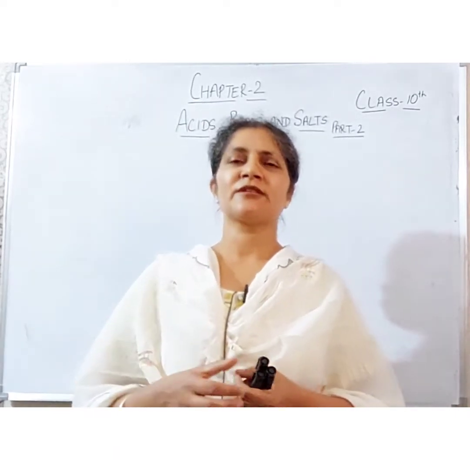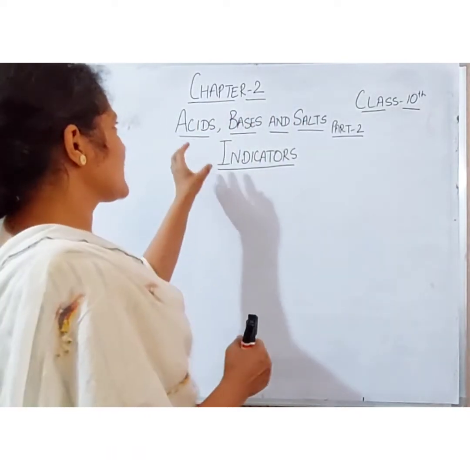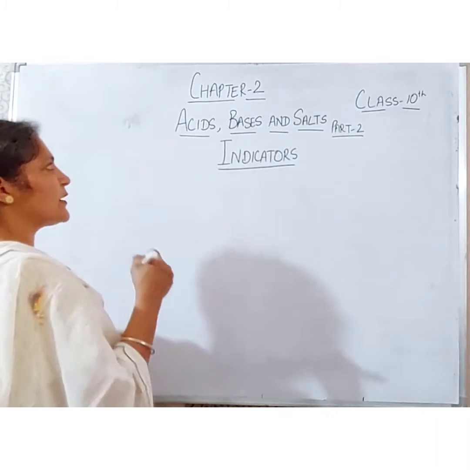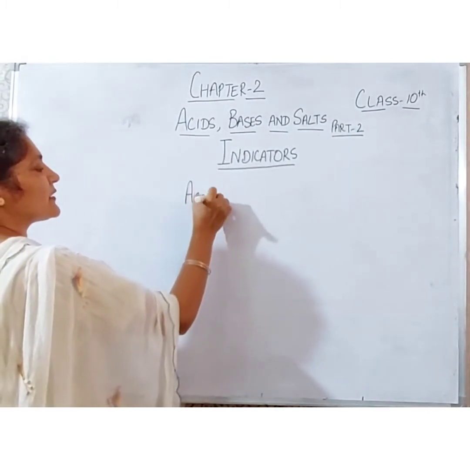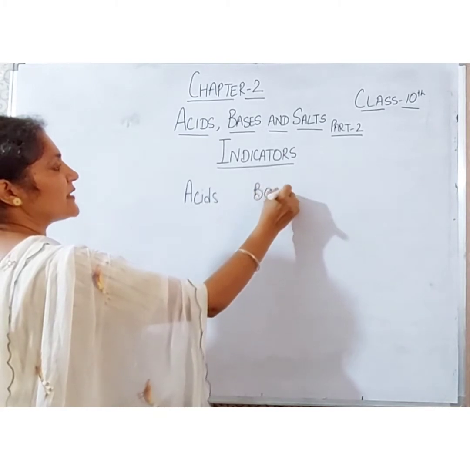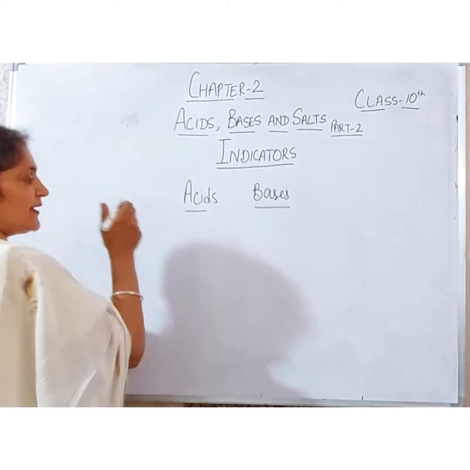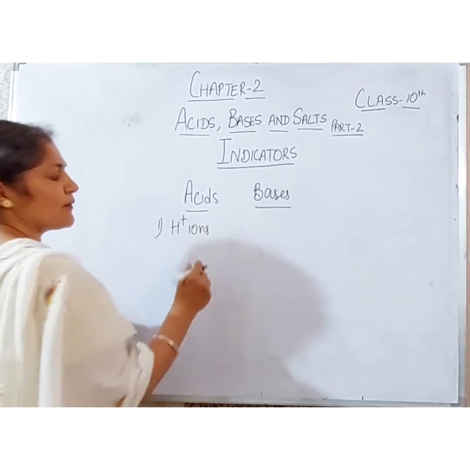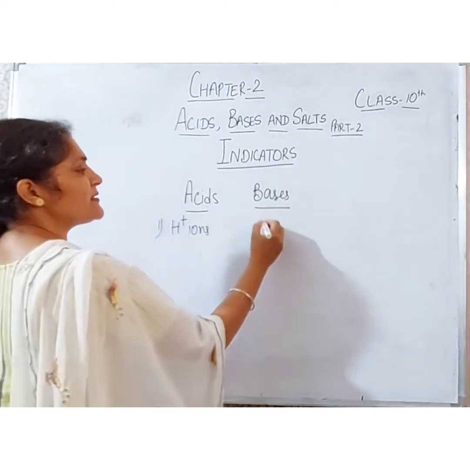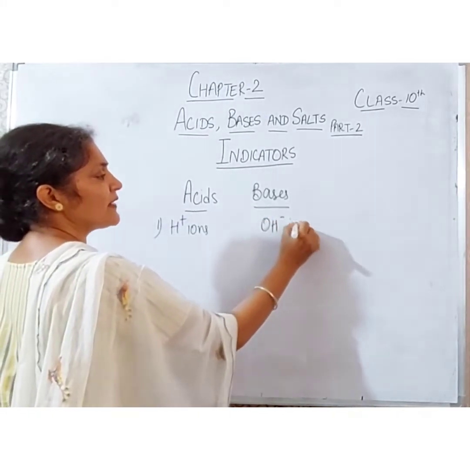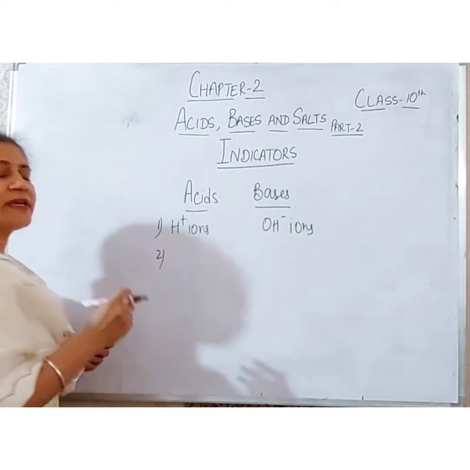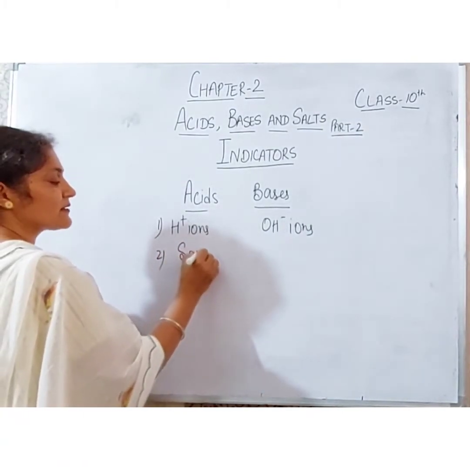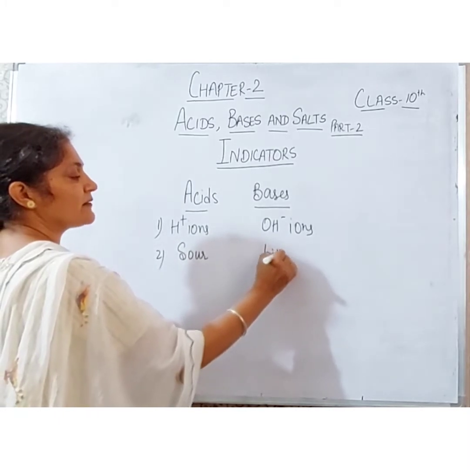Students, in the previous lecture, we started the new chapter of chemistry of class 10th, that was acids, bases and salts. We discussed the various differences between acids and bases. Right students? First point we discussed is that acids produce hydrogen ions in their aqueous form when dissolved in water, and bases produce hydroxide ions when dissolved in water. Second, we discussed the property that acids are sour in taste and bases are bitter in taste.